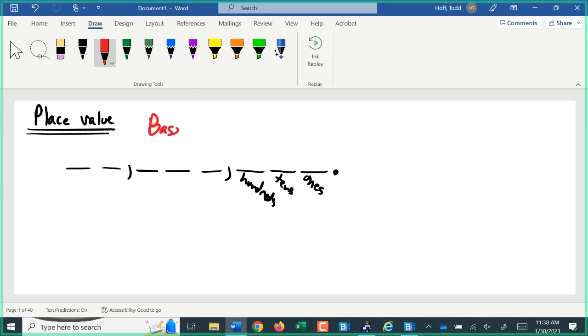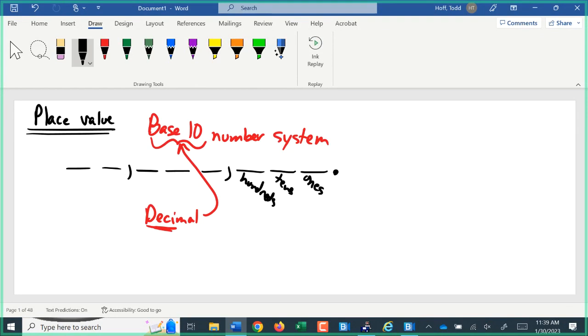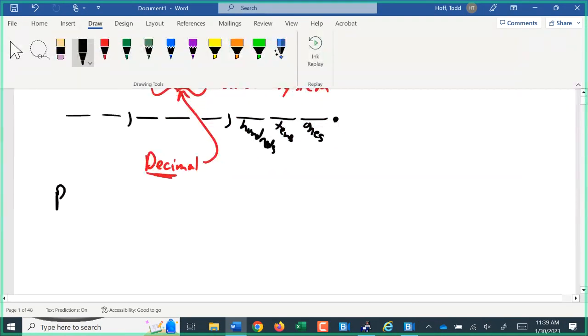We have what's called a base 10 number system. The word decimal, by the way, means base 10. Deci is the prefix for 10. So we're dealing with a base 10 number system. Well, what does it mean to have a base of 10? What it's actually talking about is powers or exponents.